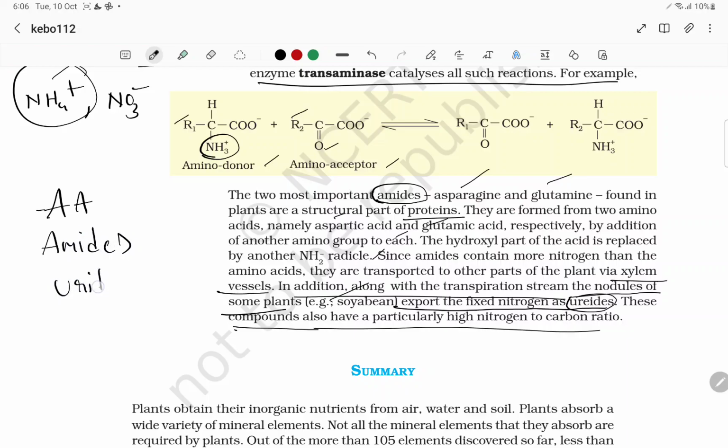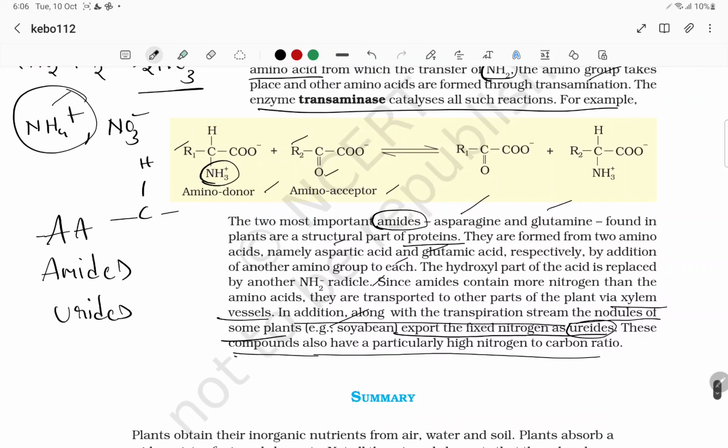and ureides? So an amino acid is carbon, hydrogen. On one side you have NH2, on one side you have COOH, and on one side you have the R group. So in this OH place you have NH2. So more amine groups will be carried by amides, asparagine and glutamine. Ureides also will have more nitrogen ratio than carbon. So this is the fate of amino acids.